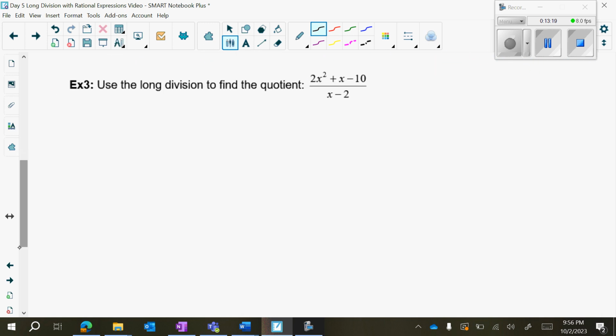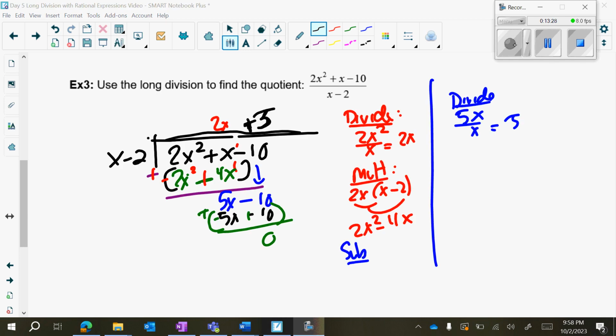Okay, I want you guys to try example 3 on your own. You can do it. You can pause the video here and do it, and then I'm going to show you the answer. All right, so I got my answer. Let's see if you got it. I got 2x plus 5. Did you get 2x plus 5? Remainder 0? I'm hoping you did.